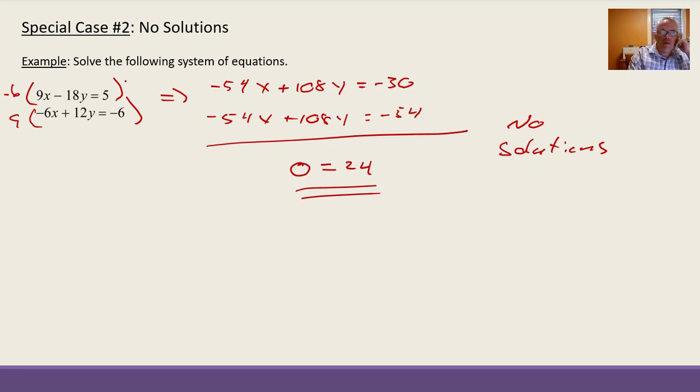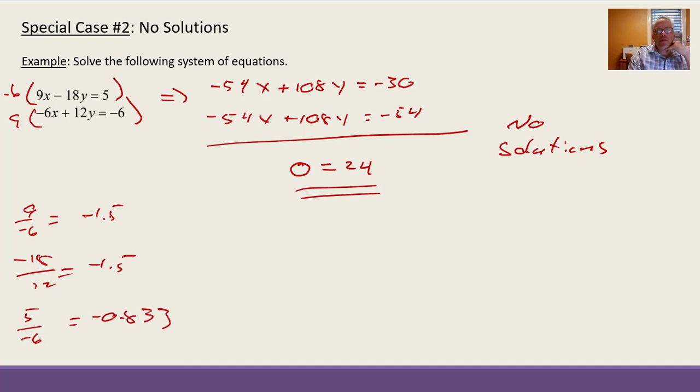Now, if we look at the coefficients again, we can tell 9 divided by negative 6 is negative 1.5. Negative 18 divided by 12 is negative 1.5. So the ratios of the x coefficients and the y coefficients are equal, but we see that the ratio of the constant coefficient is not. So the ratios of the variables are equal, but the constant's not. That's when it has no solutions.